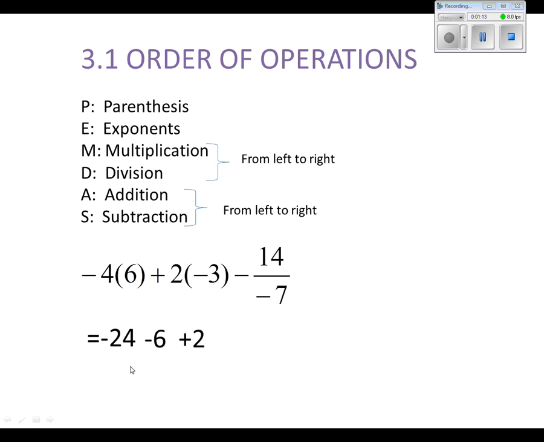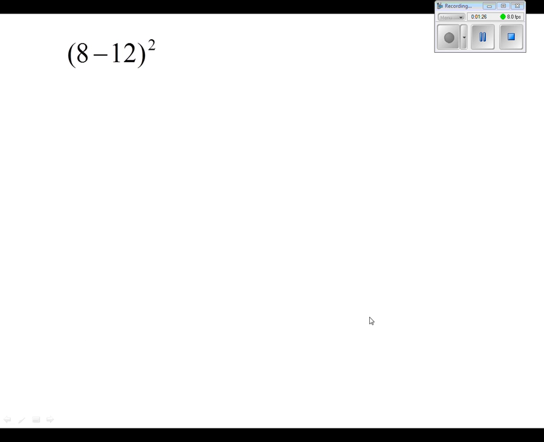Now you have to do all adding and subtracting from left to right. So -24 minus 6 is -30. And then +2 is -28 for your final answer. Next example. Here we have parentheses, so you have to do what's inside the parentheses first. 8 minus 12 is -4. Carry down the squared. Now -4 squared means -4 times -4. 2 negatives make a positive, so that will give you an answer of 16.